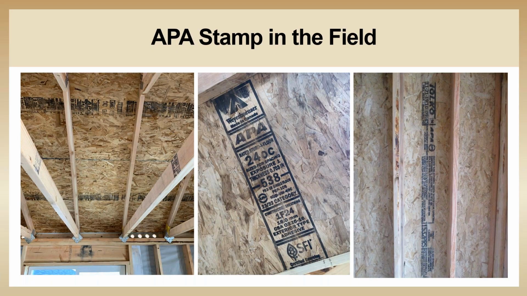So APA trademarks are the manufacturer's assurance that the product conforms to manufacturing and product performance standards that are shown on the trademark. The mark appears only on products manufactured by APA members, which are committed to APA's program of quality inspection and testing. And the trademark should reflect what's specified in the plans.